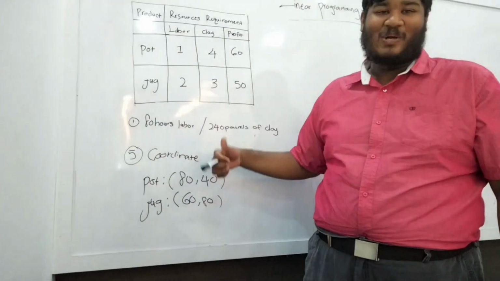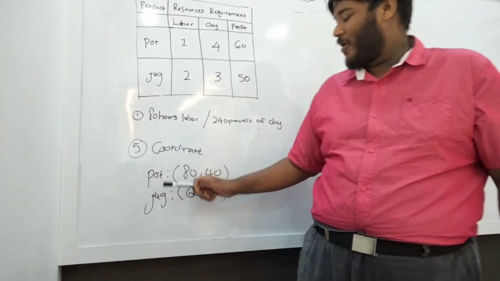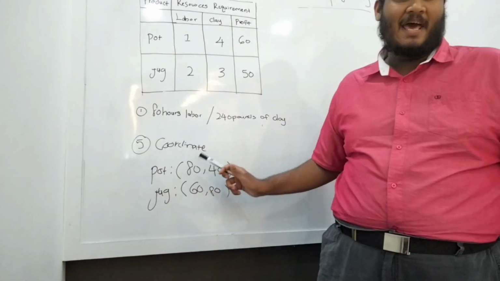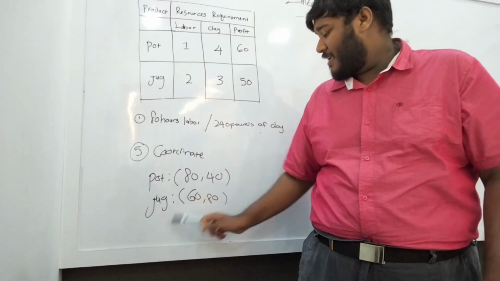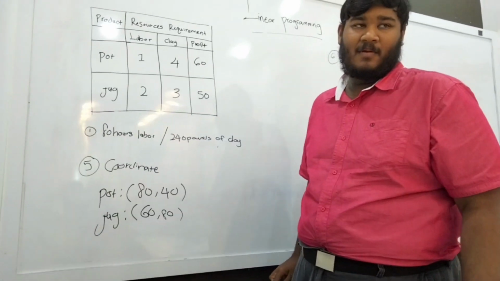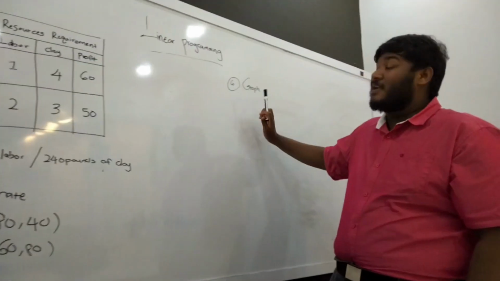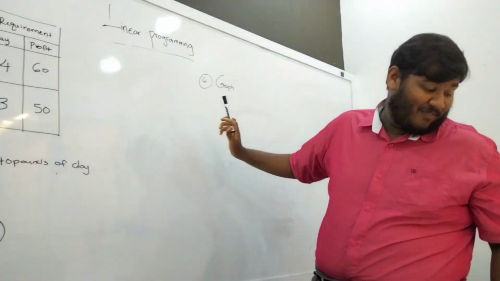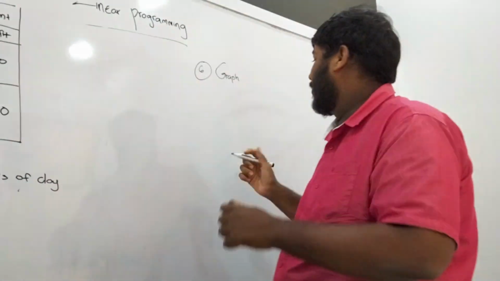Okay, the fifth one is the coordinate. Coordinates for the pot and jug. The pot coordinate is 80x, 40y. The jug is 60x and 80y. And the sixth one, the last one, is the graph. We want to do the graph.